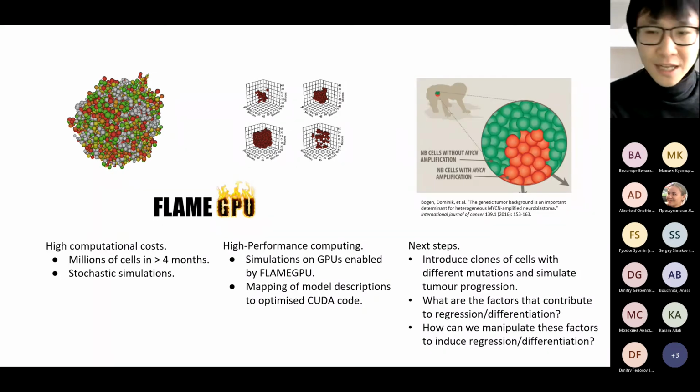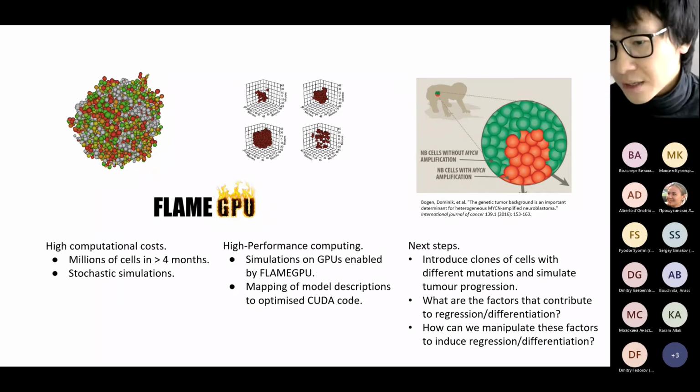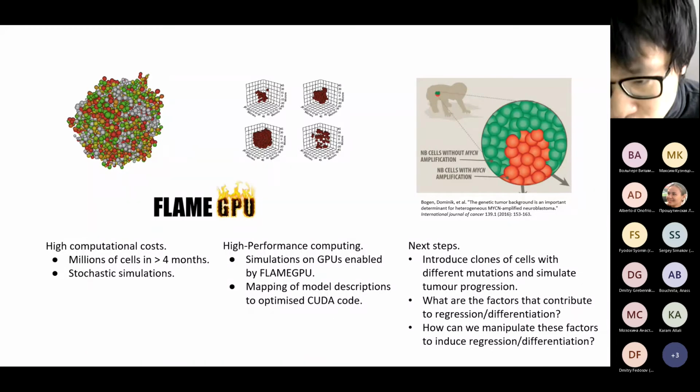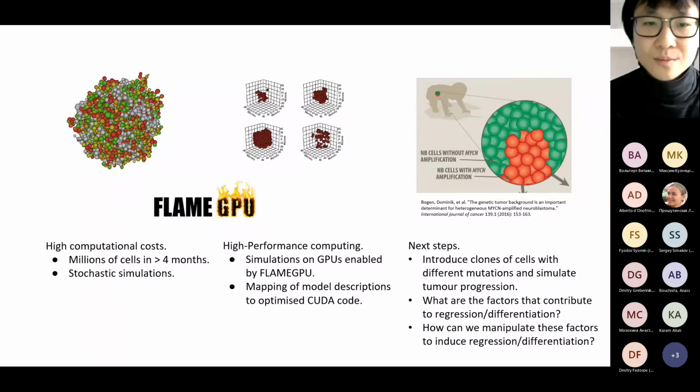Now that the model has been calibrated, my next step is to introduce clones of cells with different mutations and simulate tumor progression. In short, I want to see how they compete with each other. And by modeling clonal evolution, I want to answer 2 questions. What makes some neuroblastoma regress and differentiate? And second, how can we manipulate this knowledge? How can we use it to induce regression and differentiation, which is what we want?